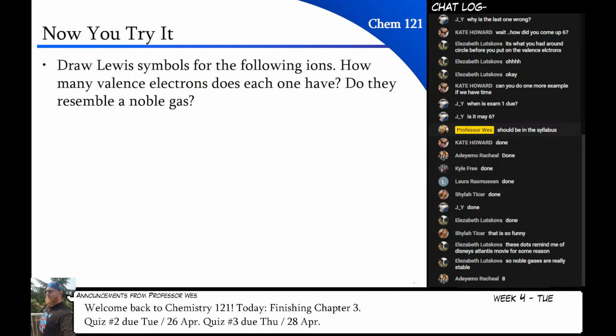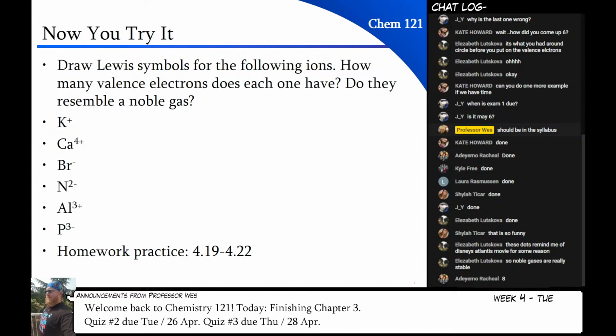So now that you have seen this, I want you to look at these ions that I have created. First, we'll do the potassium one together. First, draw the element and draw out all its valence electrons. Potassium is in group 1. It has 1 valence electron. Then I want you to apply the charge to it. So if I want to make it positively charged, I have to remove the electron.